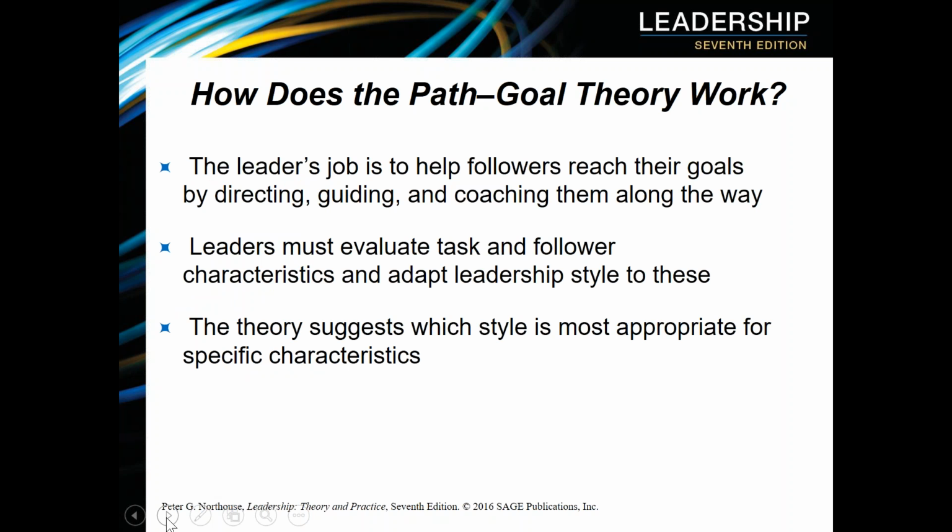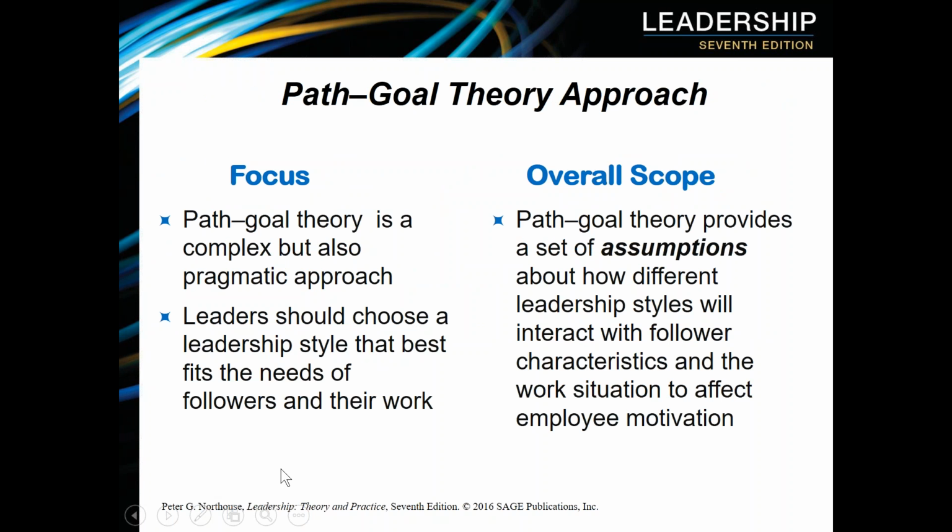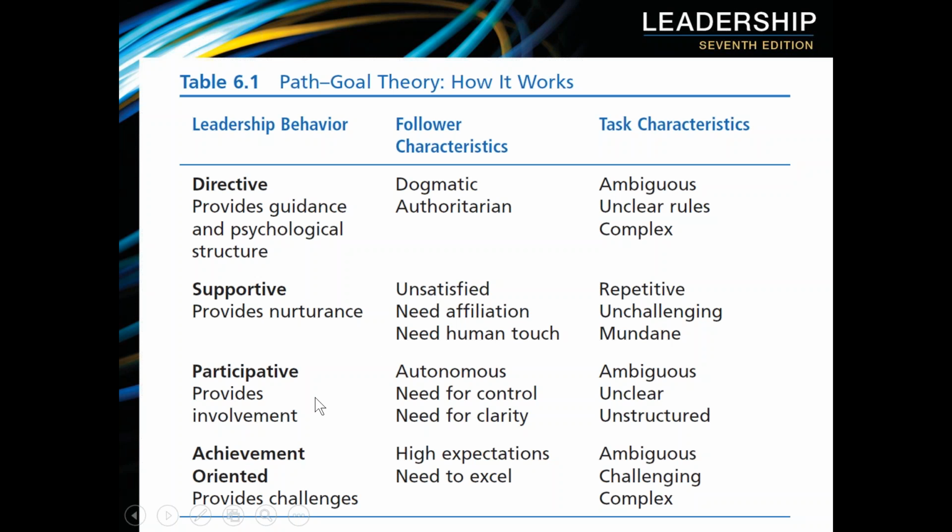So basically, the leader's job is to help followers reach their goals by following one of four behaviors. And a leader has to look at the task that has to be done and has to look at the characteristics of the follower. In other words, the leader should try and understand your motivation. So the theory suggests which style is most appropriate. So it's complex but pragmatic. So basically, this chart's pretty interesting. It shows you which approach may work best. And you can go down through and look at that. Take a minute.